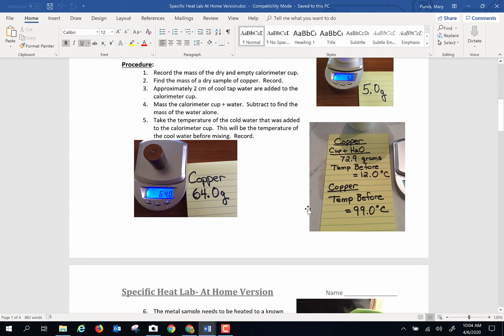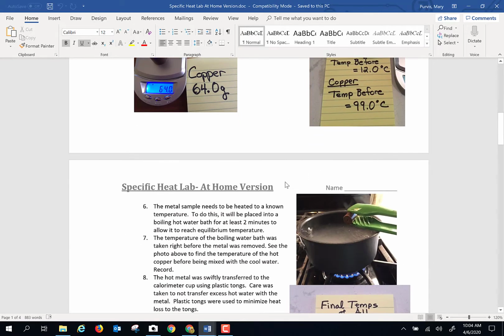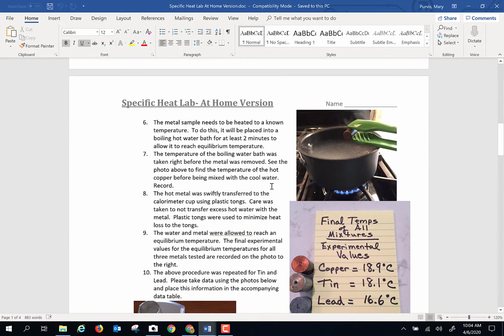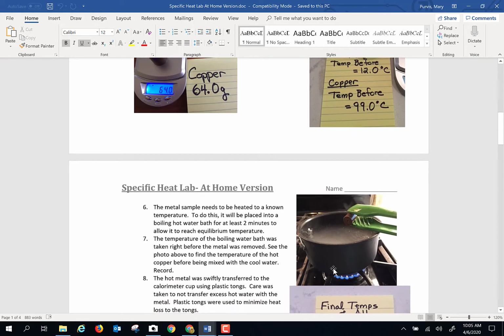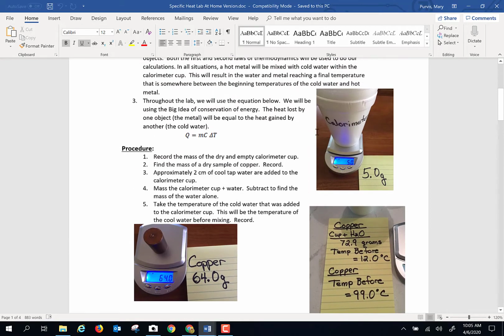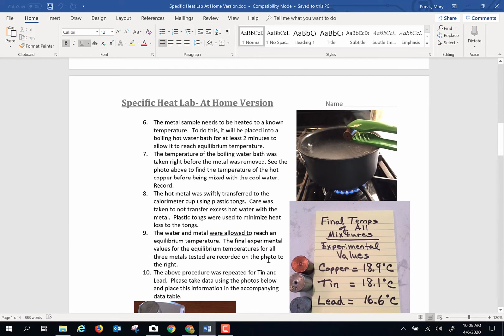And then the piece of metal is heated. How did I heat the metal? I did this on my kitchen stove at home. I put it in a boiling pot of water on my kitchen stove. I allowed it to be in there at least 2 minutes to reach equilibrium temperature with that boiling water. I took the temperature of the water right before I took it out. I brought home a digital thermometer from the lab, took the temperature of the boiling water, and then very quickly I put this hot piece of metal into the cup plus the water. I let the two equalize for a couple minutes, and then I took the final temperature of the mixture.